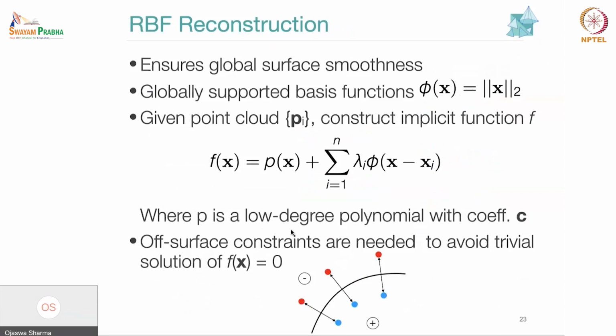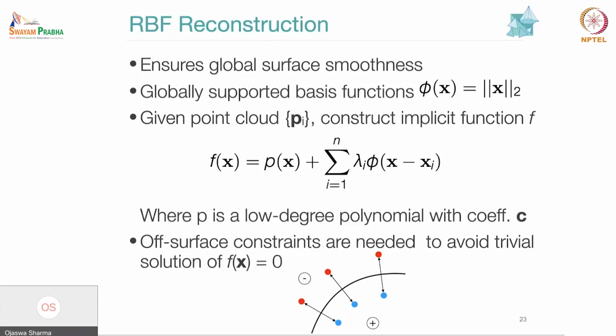The first one is the RBF reconstruction. RBF stands for radial basis functions. An RBF reconstruction gives you a globally smooth surface, and you have globally supported basis functions, for example phi(x) equals mod of x.